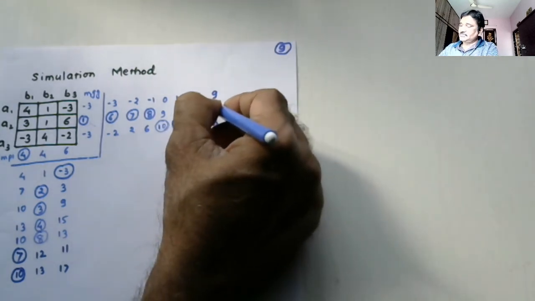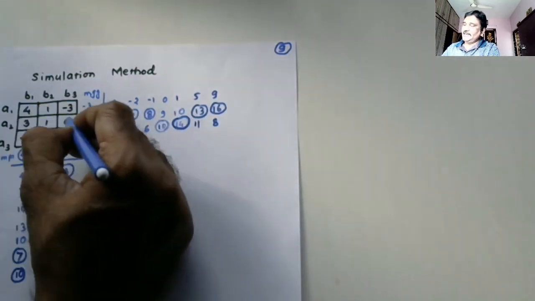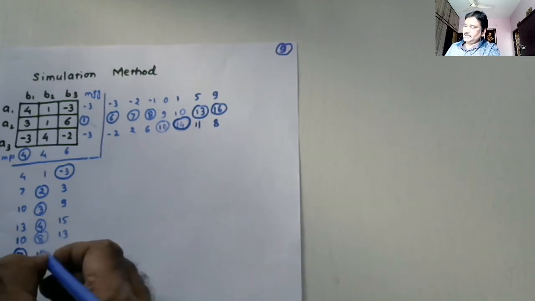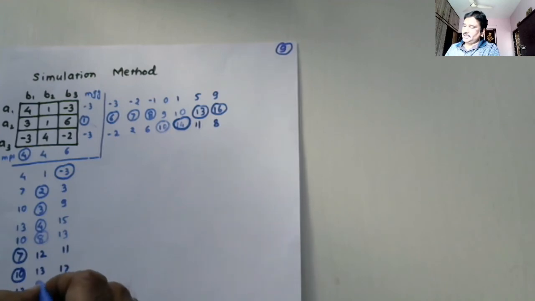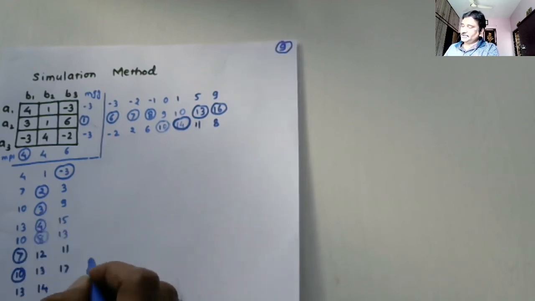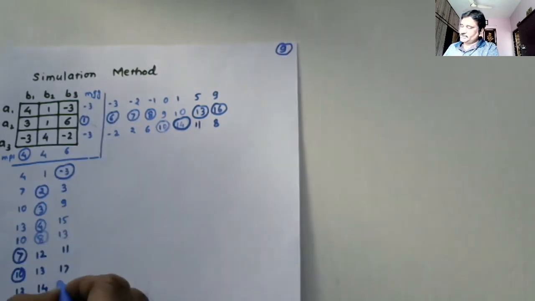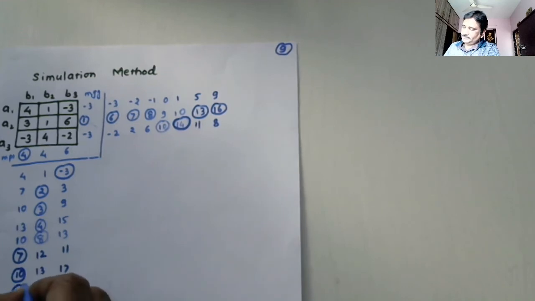So 16 is maximum. So again A2 will get played, and the values which get added here will be 10 plus 3, 13, then 13 plus 1, 14, and 13 plus 1, 14, and 17 plus 6, 23. So 13 still is minimum.